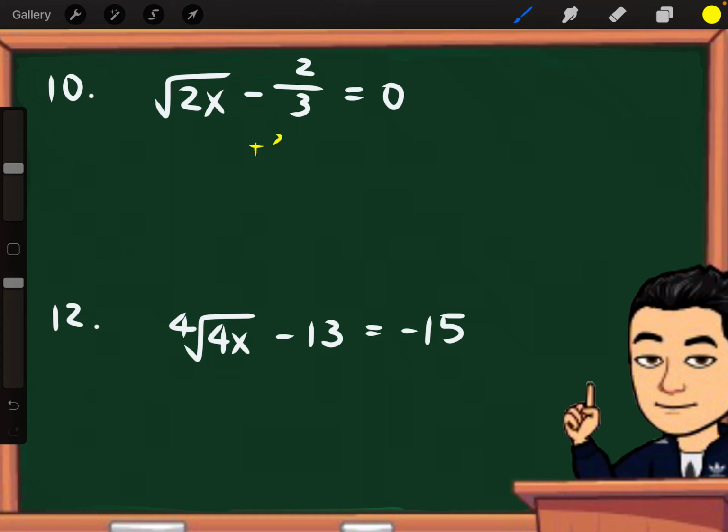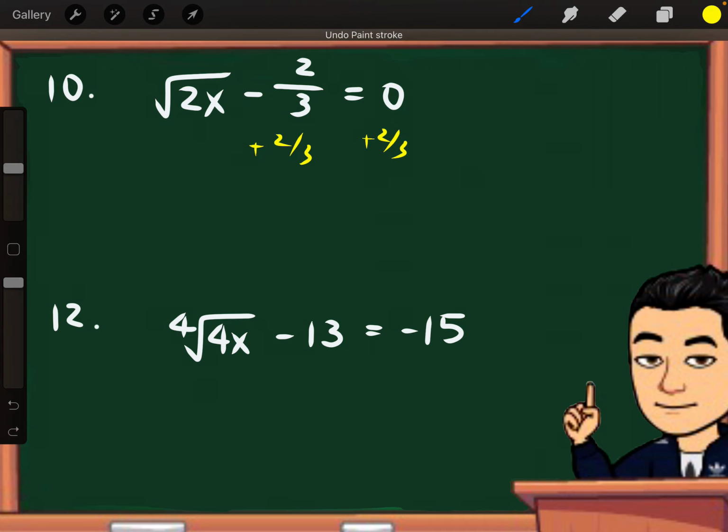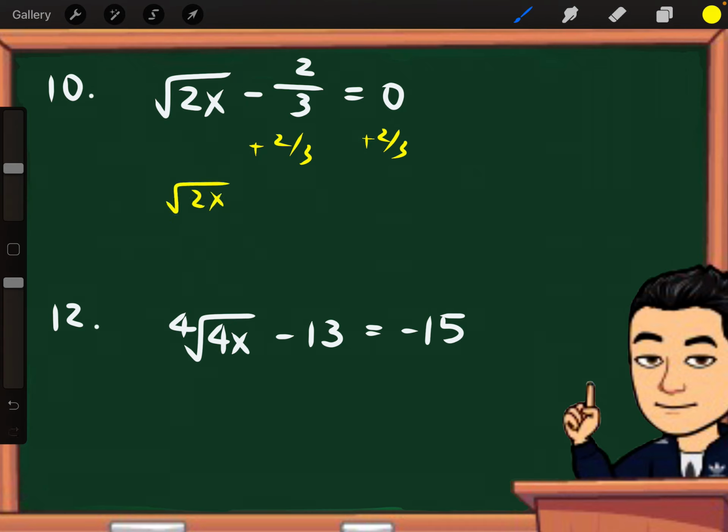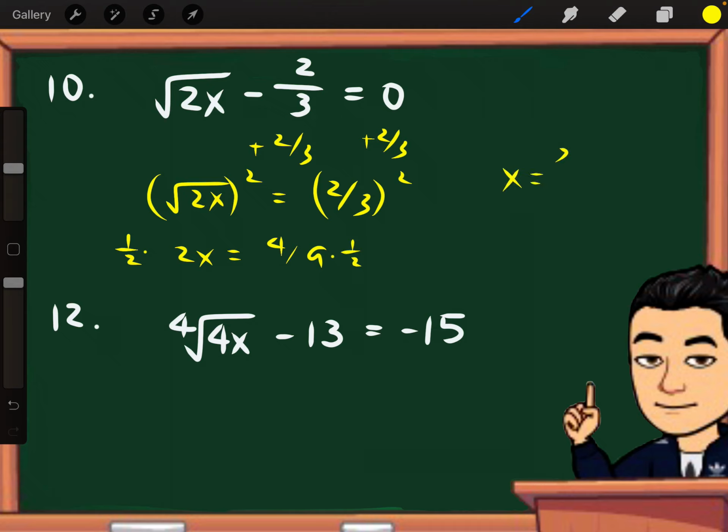So add the 2/3 on both sides. Okay, we'll try to isolate the radical expression. So we got square root of 2x equals 2 over 3. Okay, now we can just square both sides. I got 2x equals 4 over 9. So go ahead and multiply by 1/2 on both sides so I can isolate the x. So x is going to equal 2 over 9.